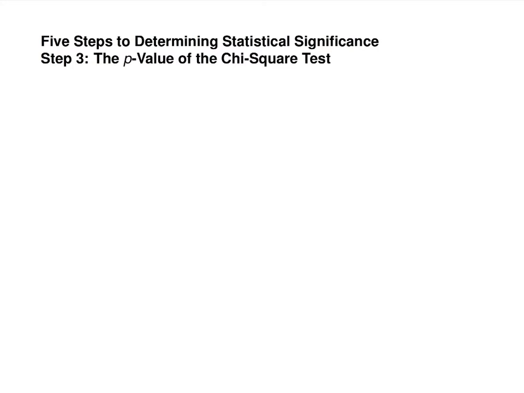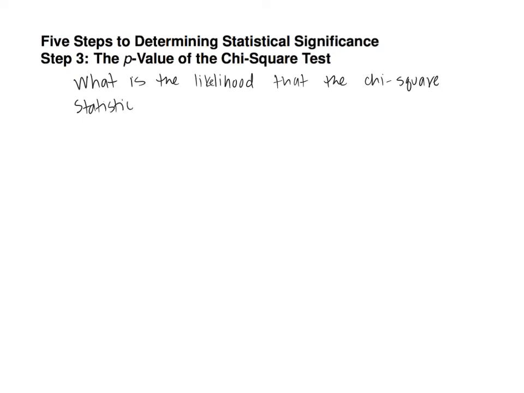Next, we have this thing called the p-value of the chi-square test. What this will answer is, what is the likelihood, or what are the chances, that the chi-square statistic would be this big or bigger if there is no relationship?